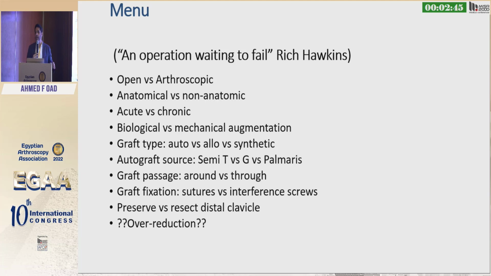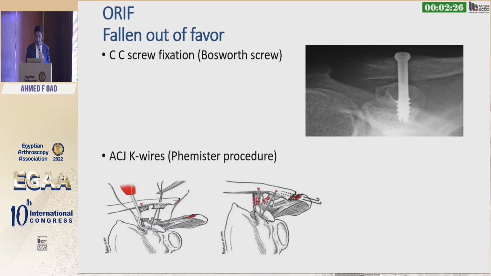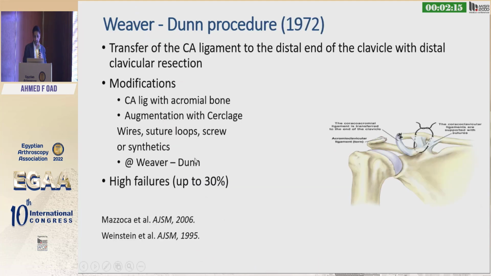More than 60 techniques have been described to solve this issue, with several options on your menu regarding the approach, the implant, the type of graft if you're ever going to use one, as well as the rehabilitation. From the earliest methods, which is the direct fixation, the Bosworth screw, as well as the direct reduction with AC joint, the Femster procedure, and these have fallen out of favor.